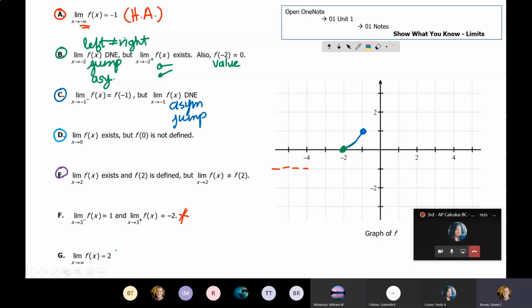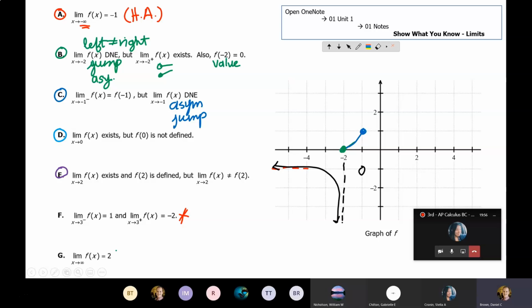So I'm going to go ahead and fill in everything from A through C right now. I have a horizontal asymptote at -1. It tells me the limit at -2 doesn't exist, so I'm just going to put an asymptote there. Could have just made it a jump. I have the limit as x goes to -1 from the left existing, but the limit overall doesn't exist. And I'm just going to make that a jump instead of an asymptote.